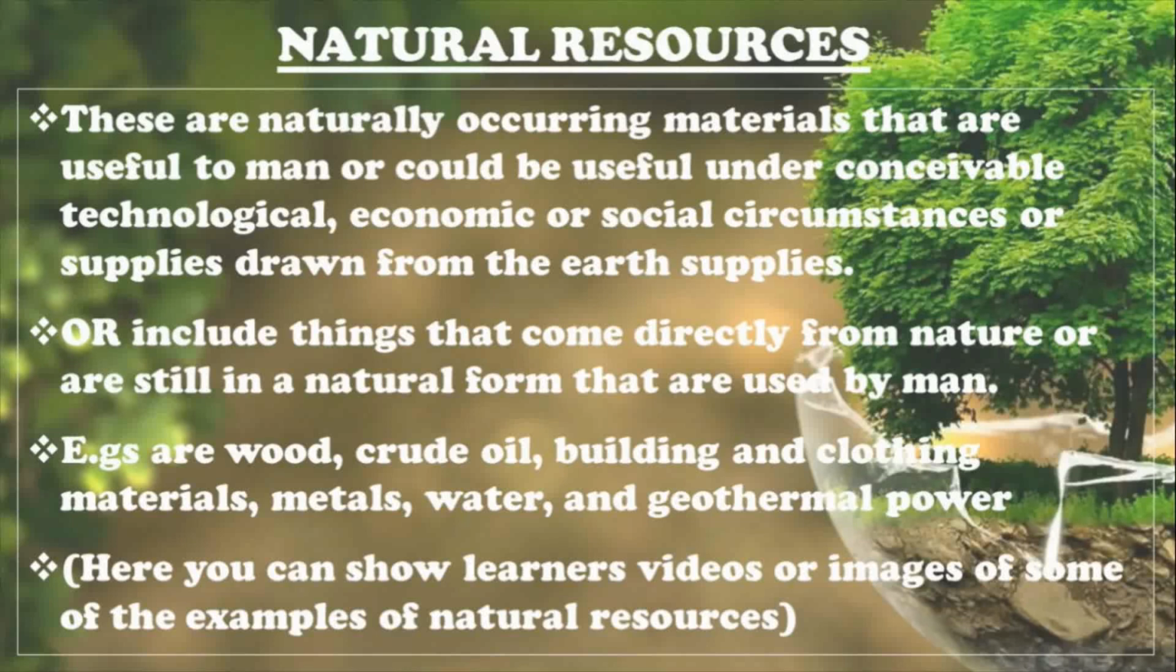For example, let's look at the definition I've written here. Natural resources are naturally occurring materials that are useful or could be useful under conceivable technology. So the definition goes on. Now when we look at the examples that I have given, I have given examples like wood, crude oil, building and clothing materials, metals, water, and the rest. So which among these examples is common amongst your community?